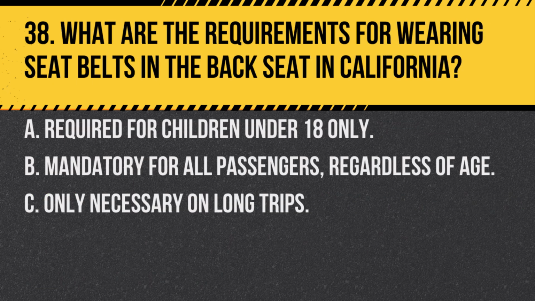Question 38. What are the requirements for wearing seatbelts in the back seat in California? A. Required for children under 18 only. B. Mandatory for all passengers, regardless of age. C. Only necessary on long trips. Answer. B. Mandatory for all passengers, regardless of age. California law requires seat belts for all vehicle occupants.